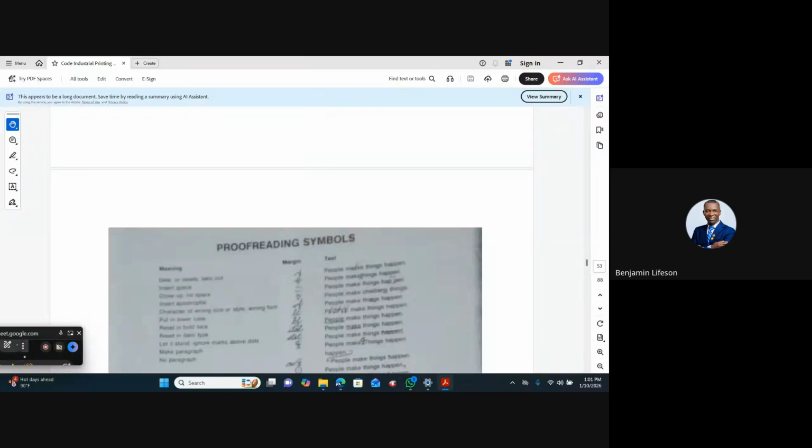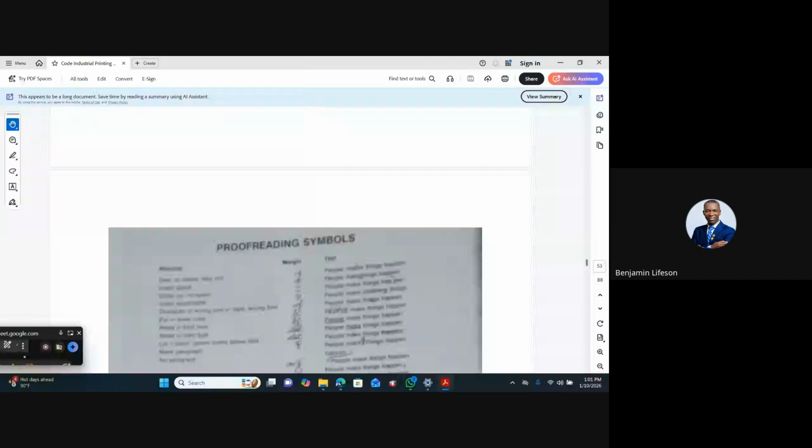We have a symbol that says you should begin a new paragraph. We have symbols that say you should move right, move towards the center, move towards the left, move upwards, downward. You should do alignment. So that is that. Then we have the typographical signs.